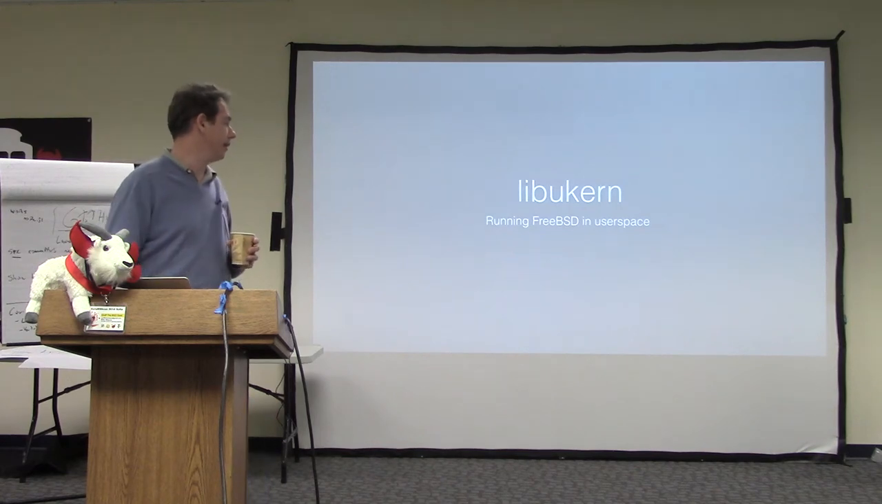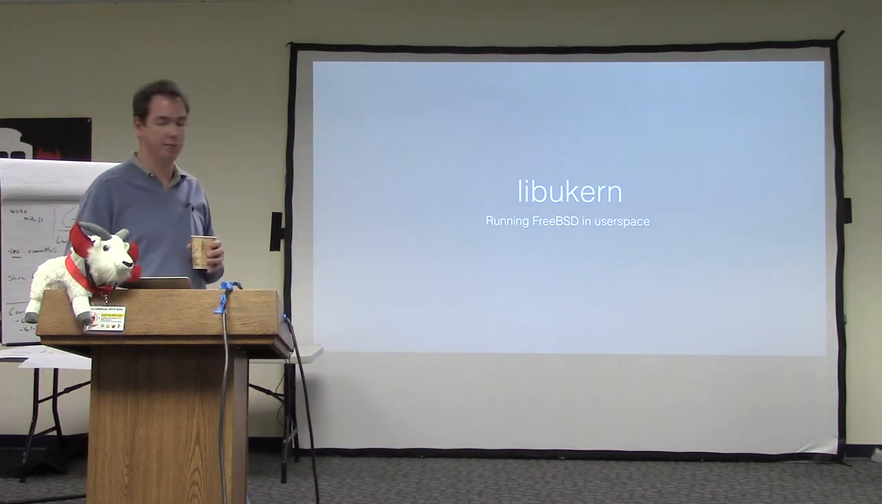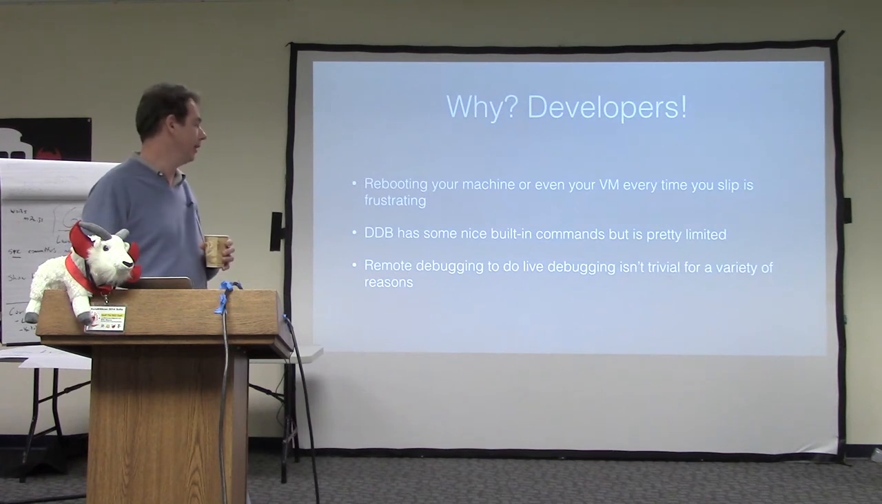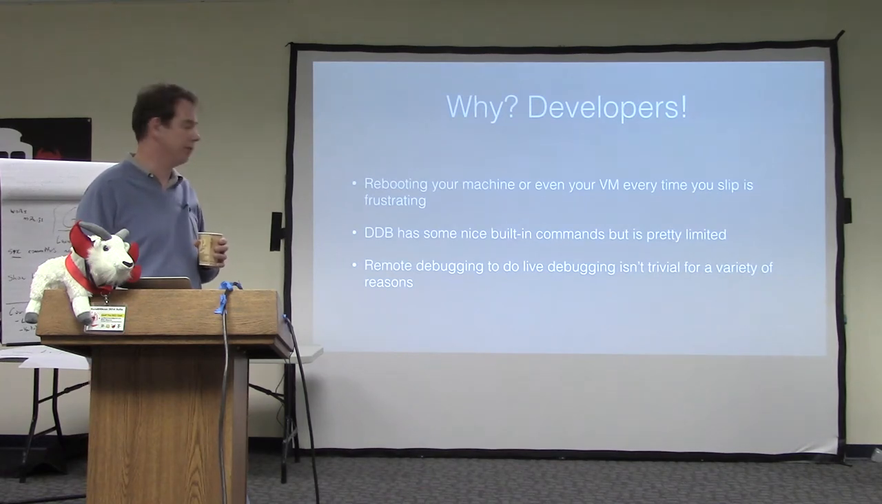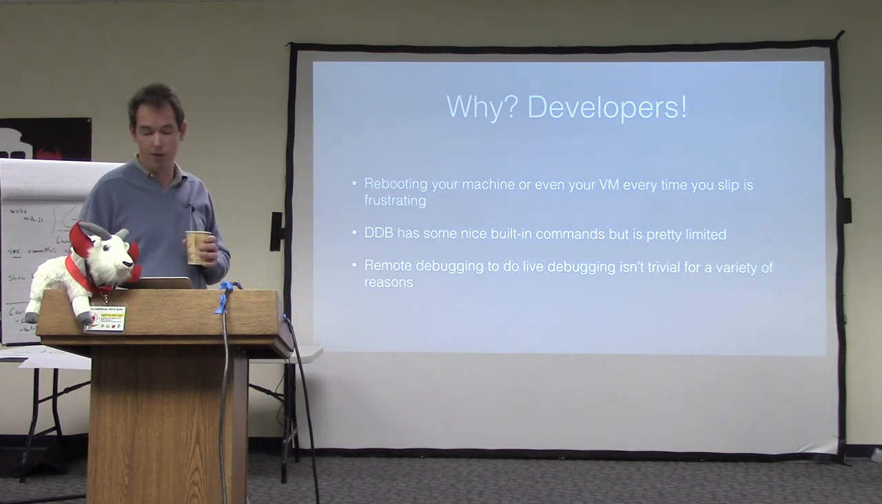That gets to the next thing: when you're churning a lot of driver code, you're going to have a lot of system crashes. So I took the kernel, or most of it, and turned it into a shared object. Why would you want to do that? Mainly for people like me, I'm afraid. Developers, kind of a niche thing, but still interesting. I find it frustrating even just rebooting my VMware VM because I didn't initialize a pointer. I do that sometimes. DDB is nice, but it's limited in terms of chasing data structures that aren't pre-programmed. And remote debugging can be a headache for a wide variety of reasons.